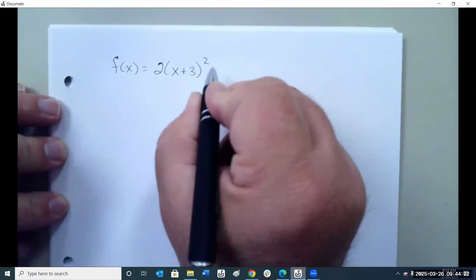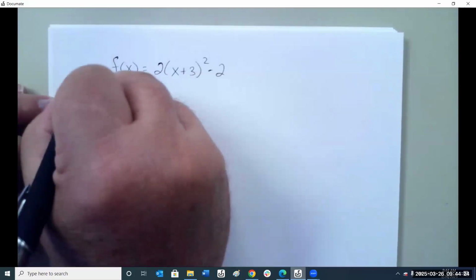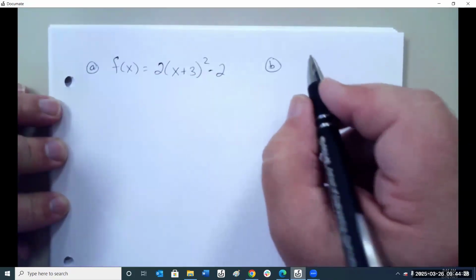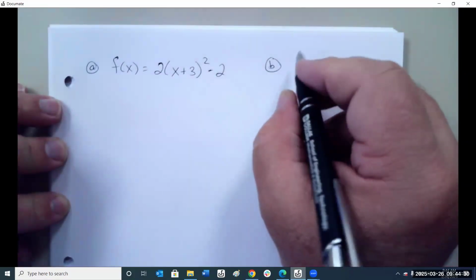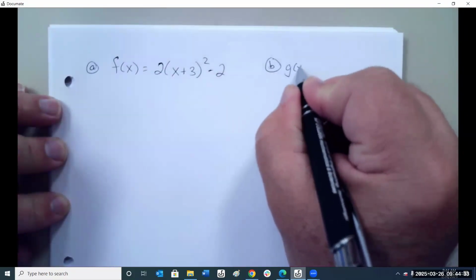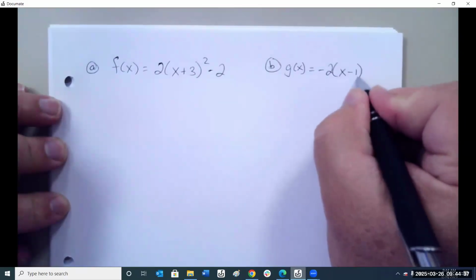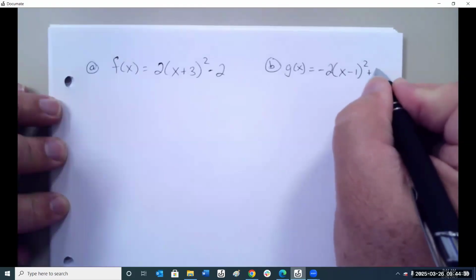Plus 3 squared minus 2. This is A. This is B. G of x equals negative 2x minus 1 squared plus 3.